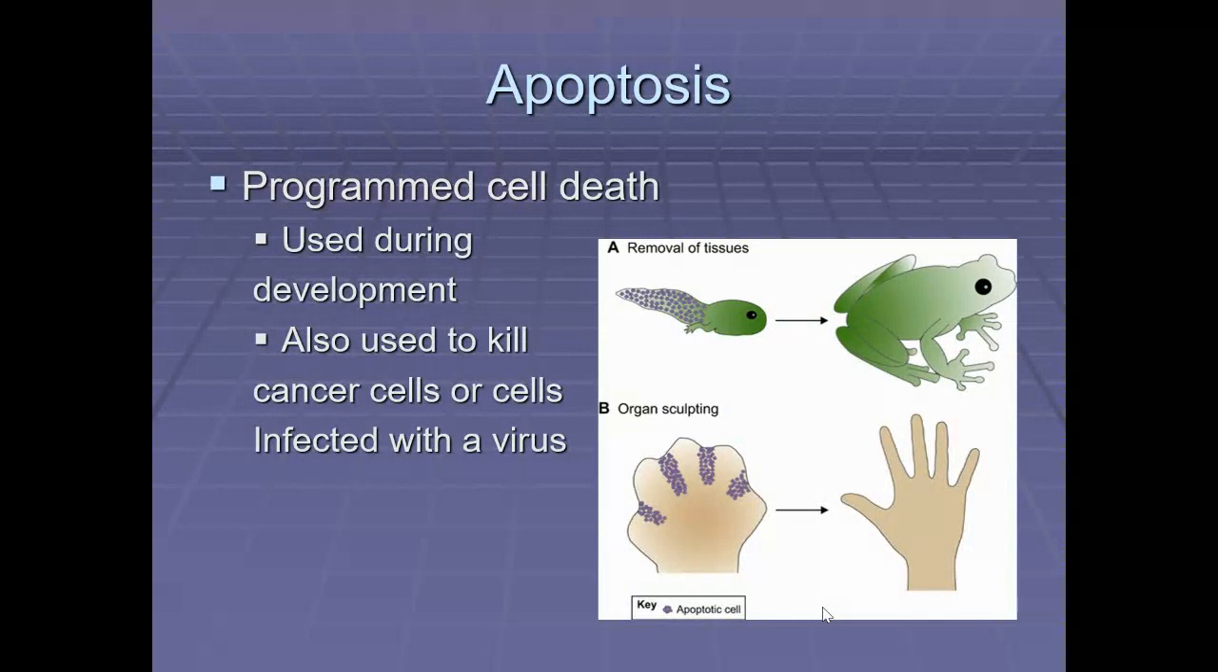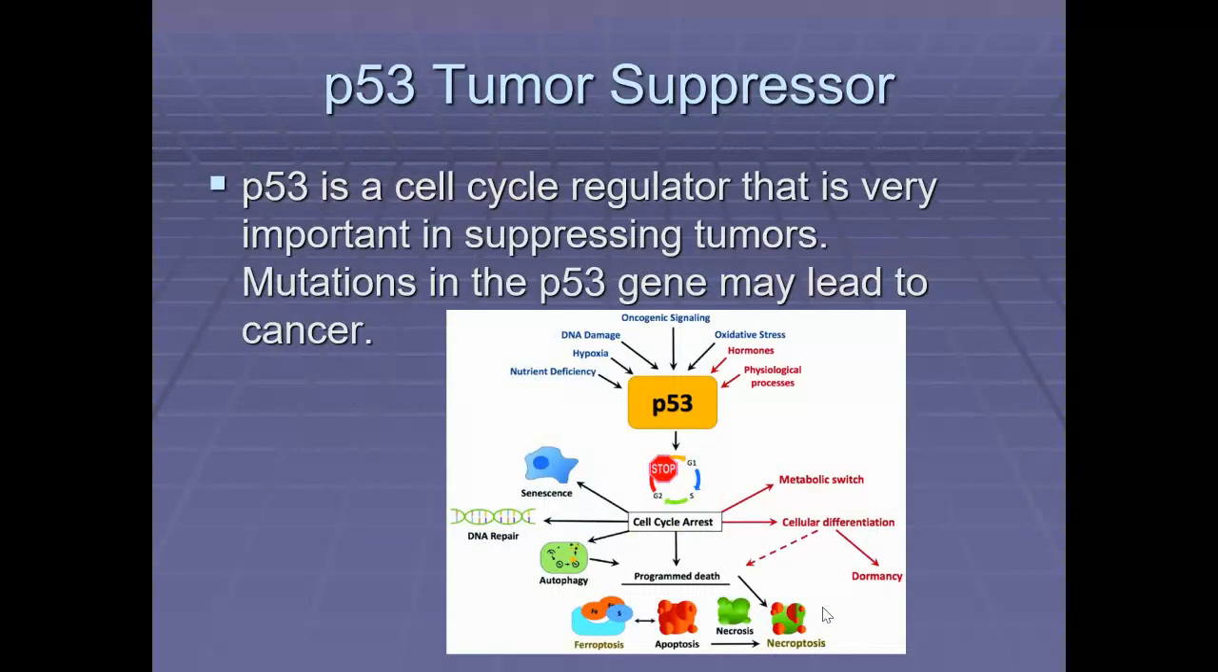Apoptosis is called programmed cell death. So that is a normal cell death that the body uses. For instance, in a tadpole, it removes the tail. In our bodies, when our fetuses are developing, it creates our fingers by killing those cells. But it also is used by the body to kill cancer cells or cells that are infected with the virus.